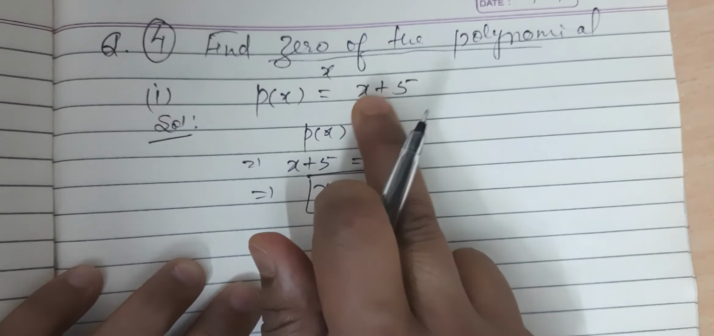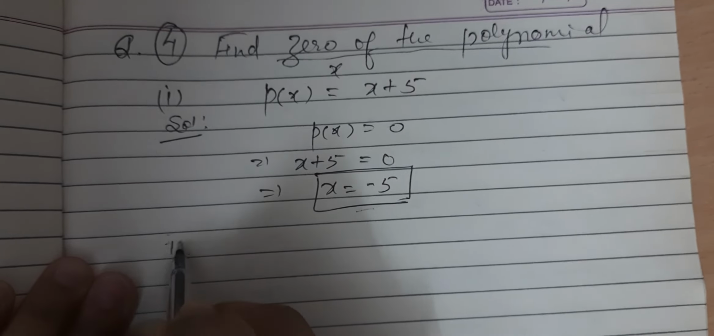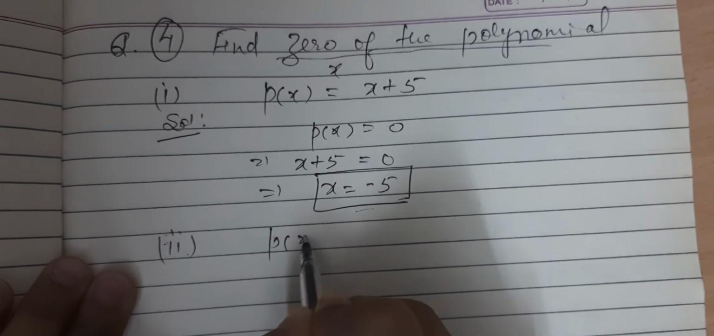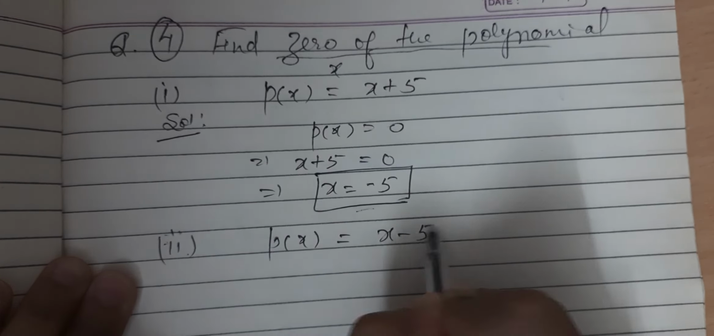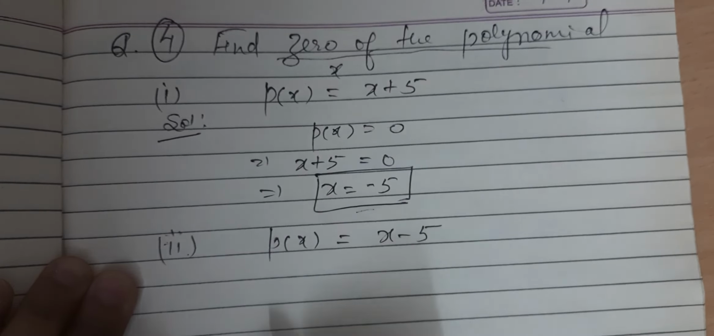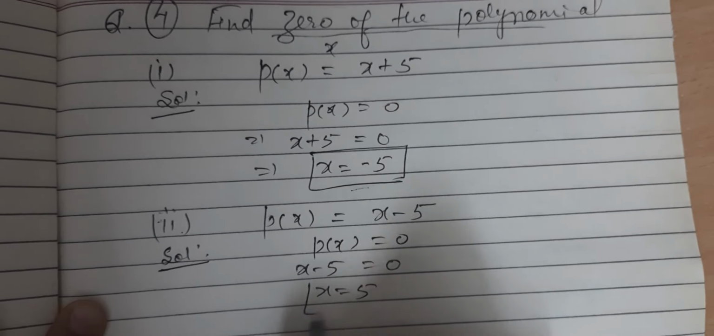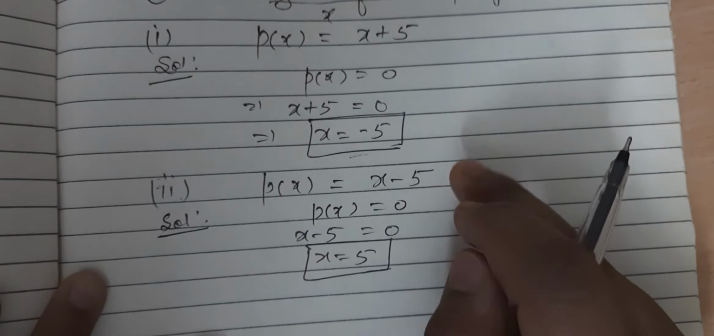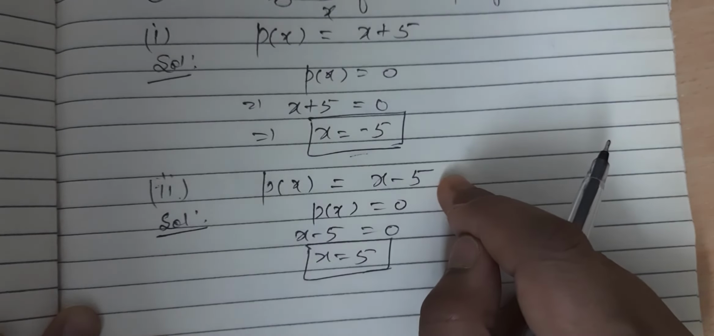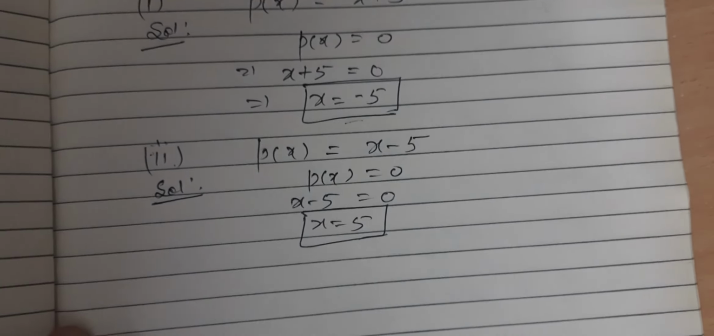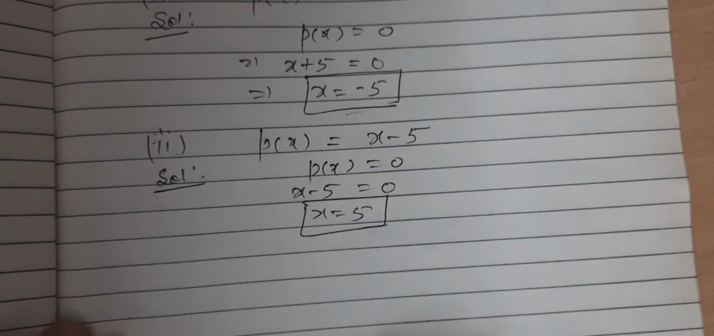Similarly, the second question is p of x equals to x minus 5. Now we have to find 0 of this polynomial. So to find 0 of this polynomial, what we will do? We'll put polynomial equals to 0. So x minus 5 equals to 0. So x equals to 5. So x equals to 5 is the 0 of this polynomial. Okay, so this is the way by which we can find the 0 of the polynomial.